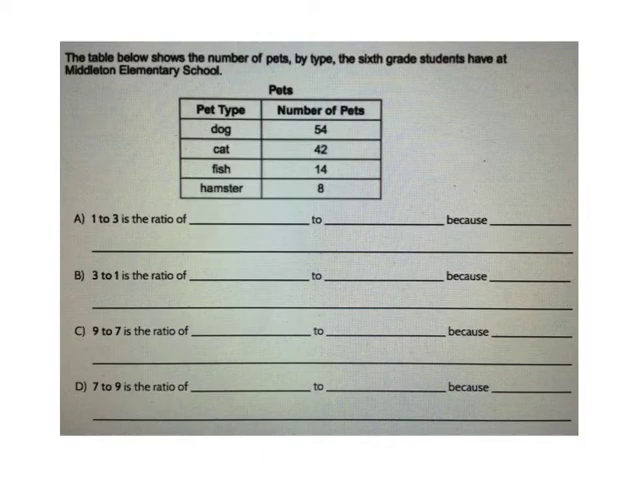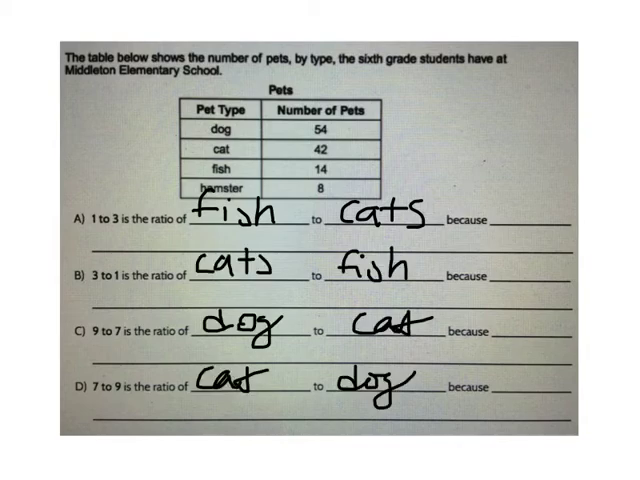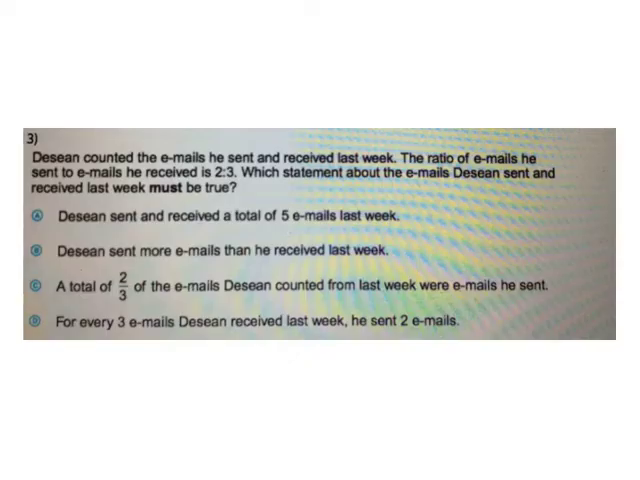It represents the ratio of fish to cats. I know this because for every 1 fish, there are 3 cats. And if I multiply 1 to 3 times 14 on both sides, I would get 14 to 42. Go ahead and answer B, C, and D in the same way. Please check your work with me.